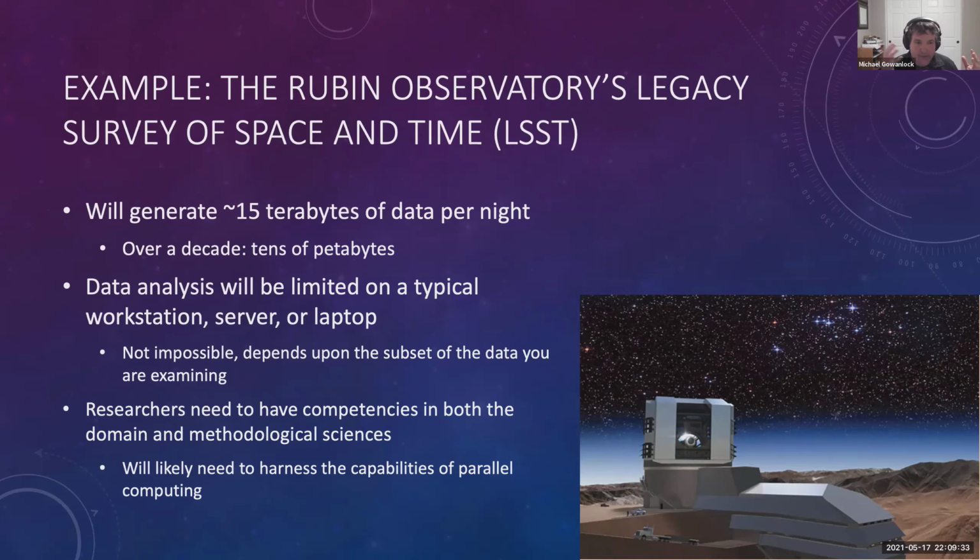And so in order to do data analysis, it's going to be very limited on a typical workstation or server or laptop, potentially impossible, depending on the subset of the data that a researcher is interested in. And so researchers need to have these competencies in both the domain and the methodological sciences. When I'm talking about researchers here, I'm talking about the domain scientists, say like an astronomer, that may not have a computer science background. And so to really do a good job of data analysis, you'll probably need to harness the capabilities of parallel computing in the case of the Rubin Observatory's survey that it's going to be carrying out.